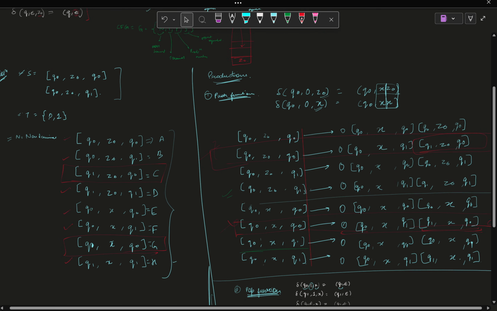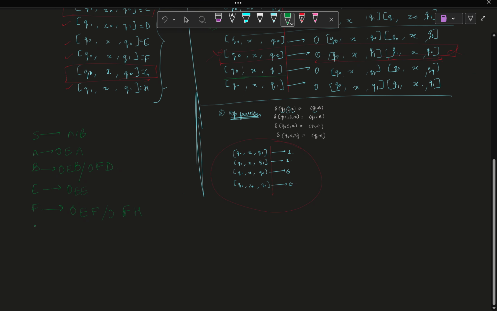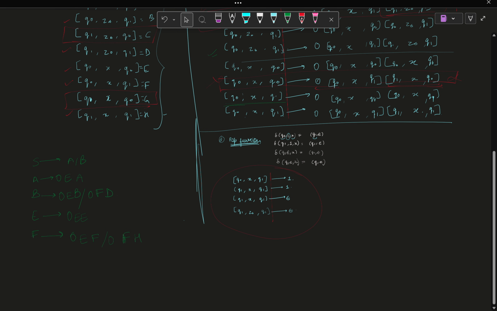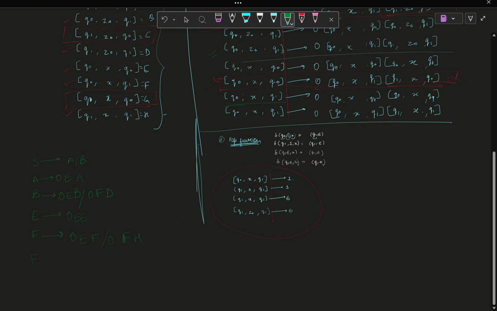A, B, because Q naught Z naught Q naught and Q naught Z naught Q1 are our start rules. Now our pop functions are Q naught X Q1, which refers to F. F is also 1. Then Q1 X Q1 refers to H. H also goes to 1, and also it goes to null. And Q1 Z naught Q1 refers to D, which also goes to null.